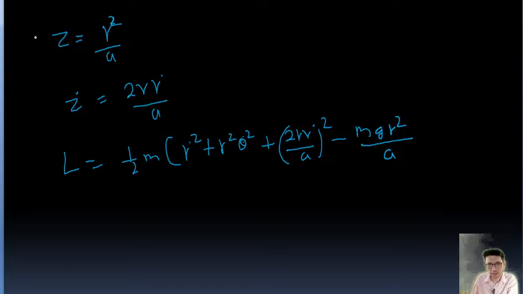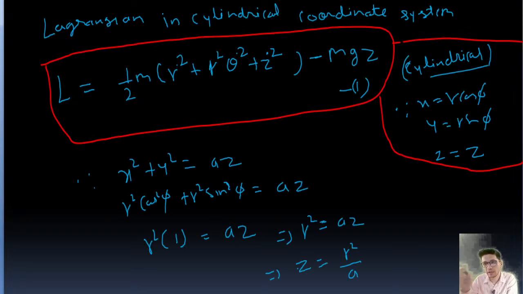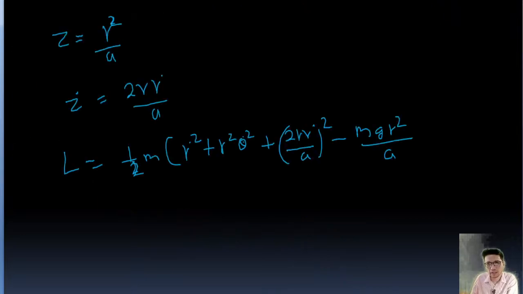So this is the Lagrangian, guys. We were given the inner surface equation of the paraboloid, and by that we got the value of z and z dot, and put that value in the Lagrangian. Now we can see that the point mass is spiraling down, so in this case theta is a cyclic coordinate.